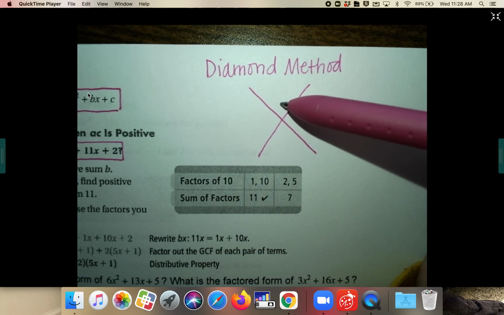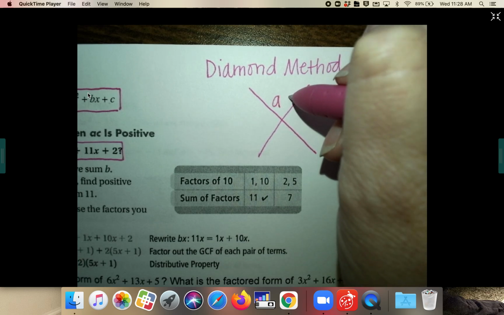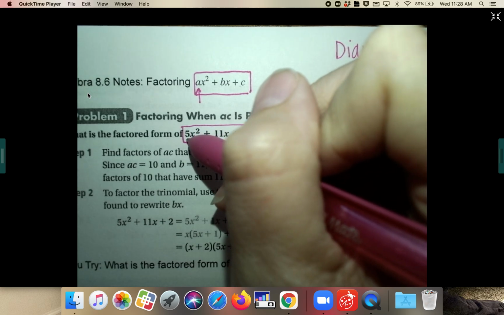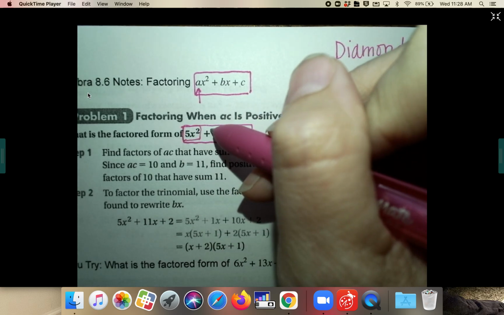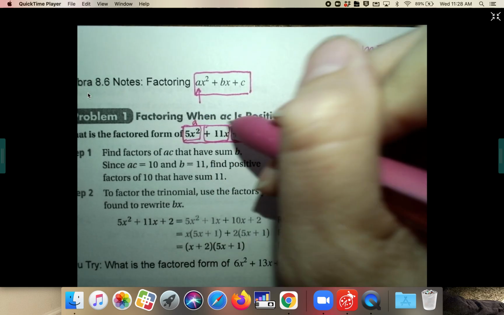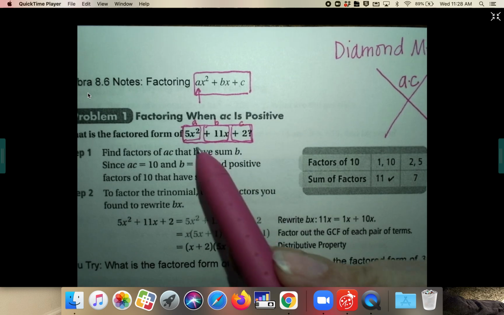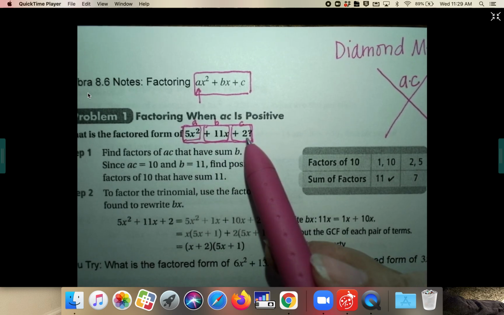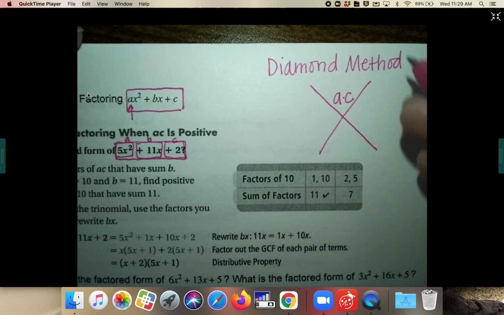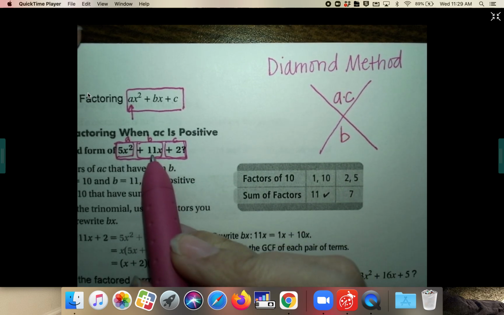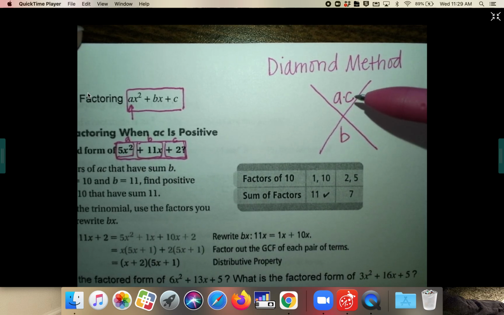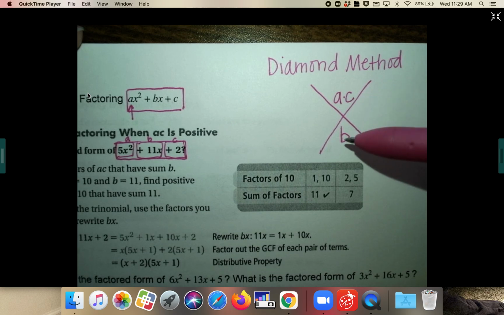And what you're going to put up top is whatever your A term is times your C term. So let me review with you. This is my A term, this is my B term, and this is my C term, because A always comes first, then B, then C. So you would multiply 5x squared times 2, and that would go up here. In the bottom is where you would put your B term, so that would be our 11x. Okay, so stick with me here. A times C goes up here, B goes down here.